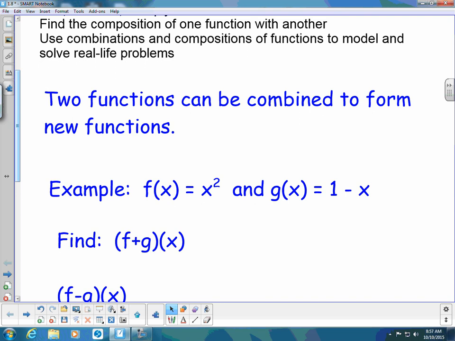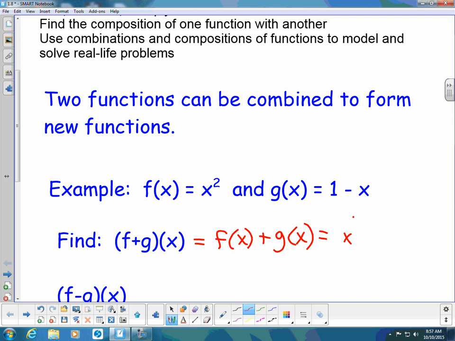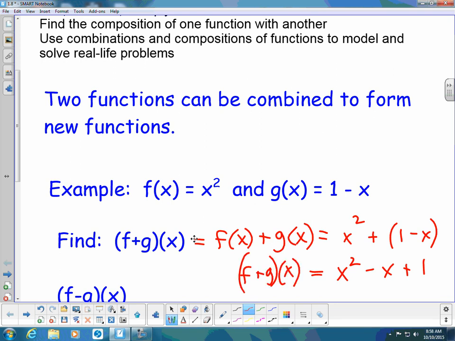So for example, let's say f of x was x squared and g of x was 1 minus x. Can you find f plus g of x? Well, when you see this notation, that's the same thing as saying find f of x plus g of x. So in this case, you would just need to do f of x, which is x squared, and g of x, which is 1 minus x, and just add them together. Well, there are no like terms, but let's put it in standard form at least. So I'd have x squared minus x plus 1. And so this would be my answer for what is f plus g of x. Remember, we say f plus g of x, not f plus g times x. There's no multiplication going on here.